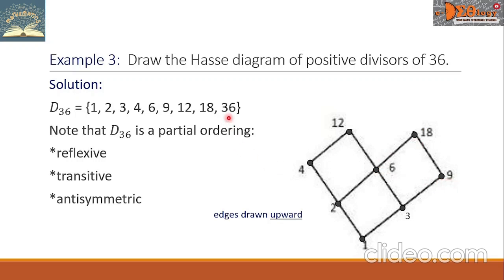The last element is 36. This can be divided by 12 and 18 respectively. So for dot 36, we connect it to dot 12 and dot 18 respectively. This is now the final answer. This is the Hasse diagram.